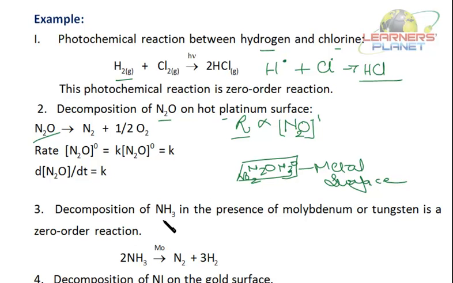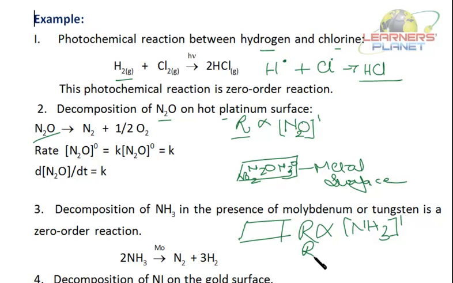Likewise, there is decomposition of ammonia in the presence of molybdenum or tungsten. Here also the decomposition of ammonia takes place on the surface of molybdenum. Now, in this case also, initially the reaction obeys first order kinetics. The rate is proportional to the concentration of ammonia raised to the power 1. But what happens once the metal surface is completely occupied? The rate becomes independent of the concentration of ammonia.